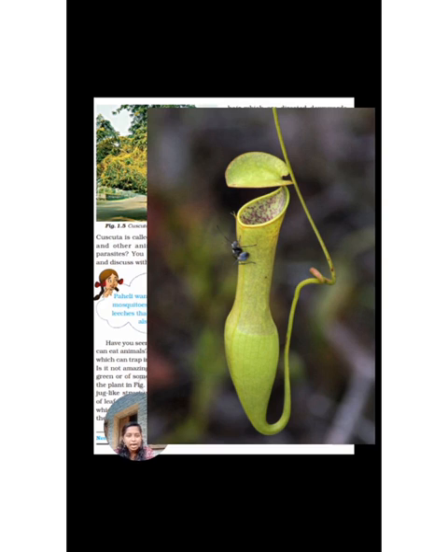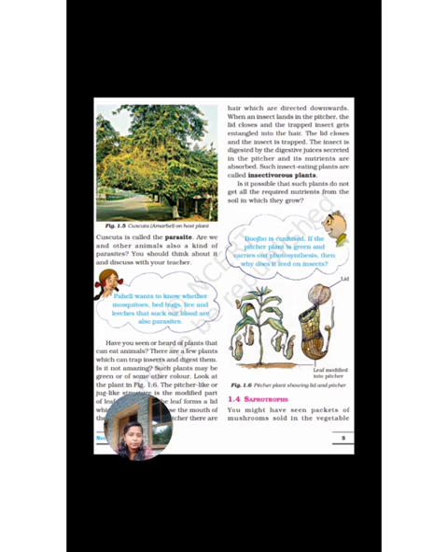Inside the pitcher, it has digestive juice. When an insect lands on the pitcher, the lid will be closed and the insect is trapped inside. With the help of the digestive juice, it can easily digest it and take the nutrients of that insect. Those plants that eat insects are called insectivorous plants. Because this plant doesn't get all the required nutrients from the soil, that's why this plant is modified to trap the insect.